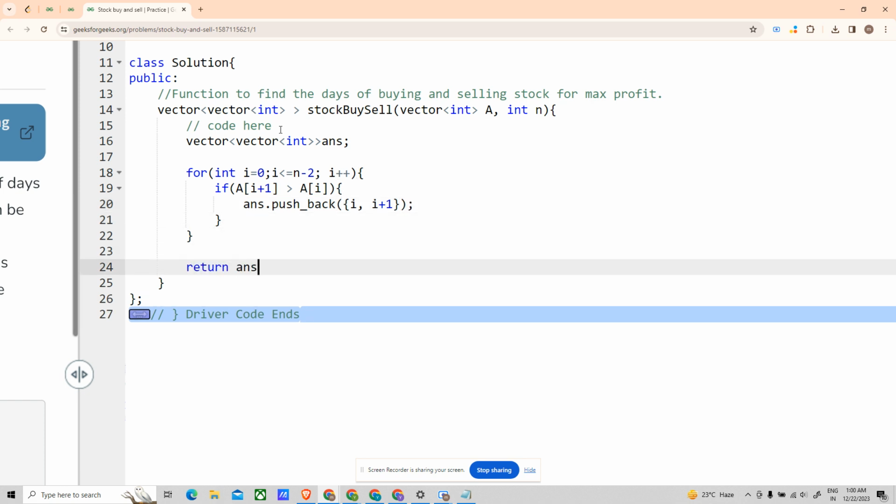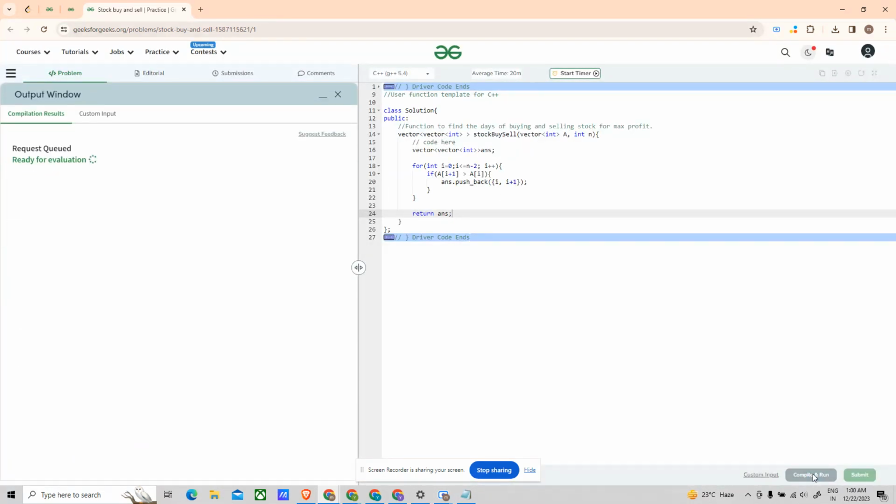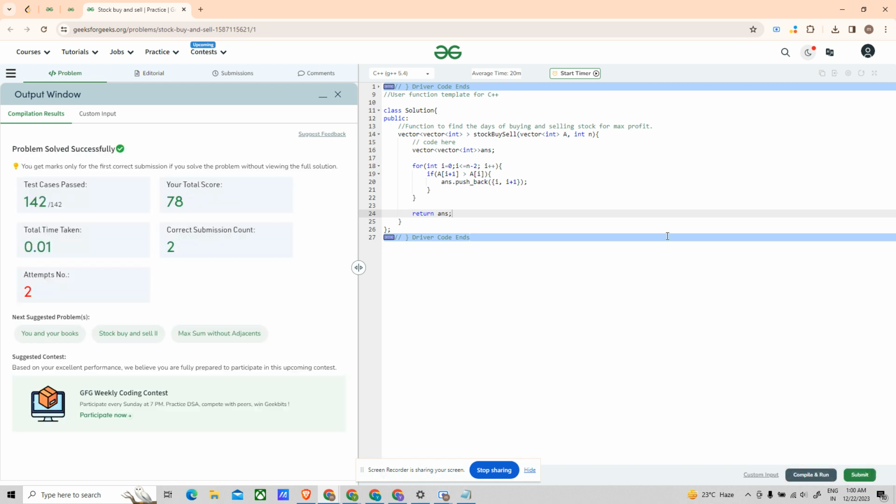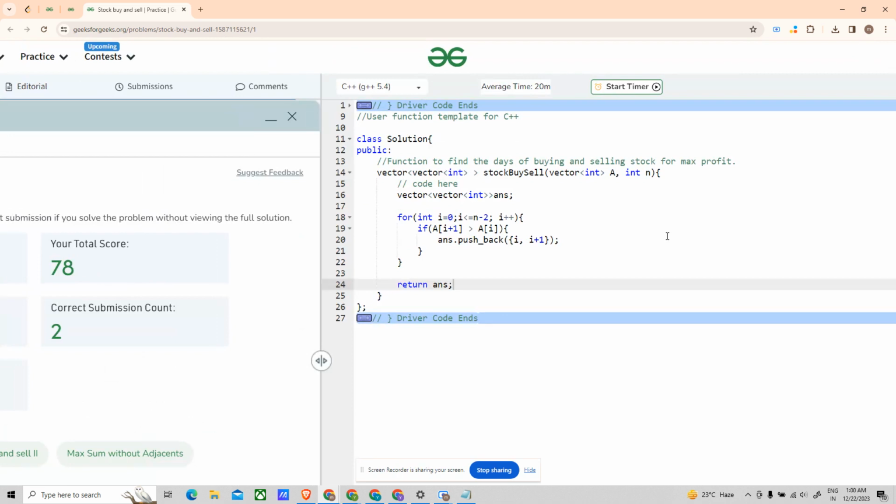After that, what do we have to do? Return answer. I hope this works. Let's see if it works. Compile and run. I don't think I've committed any error in writing the code. Yes, it is working. Let's try it for submit. Okay, it is also submitting.